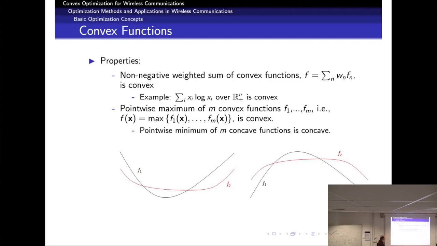And the opposite, if you do the pointwise minimum of concave functions, you're going to have a concave function. So here I have two concave functions. You see the curvature is negative. And what will be the pointwise minimum? It will be here f1, and then I switch to f2, and then f1, and this will be concave. Okay, so this is also a useful property.